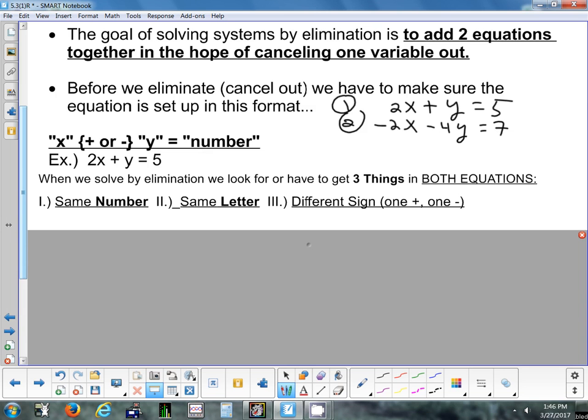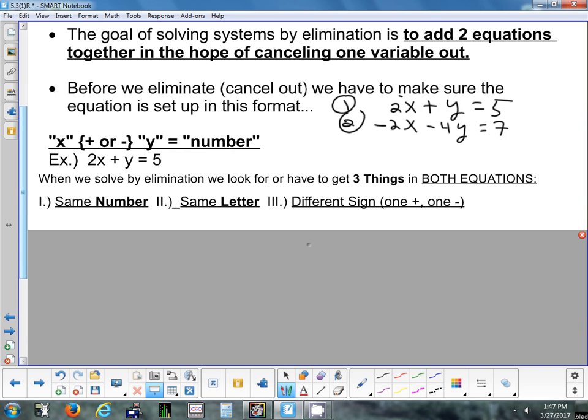What do you see, Josh? 2x and... what's the other term? Nope, 2x and 4y don't have the same number and they're not the same letter. 2x and negative 2x. There you go, net 2x and negative 2x. Same number, same letter, opposite sign. One's positive 2, one's negative 2. That's going to happen in every problem we do today.